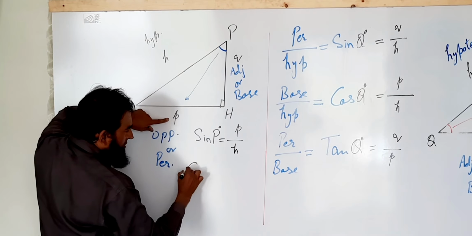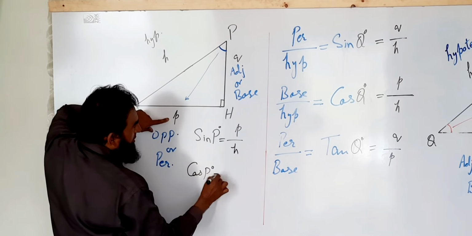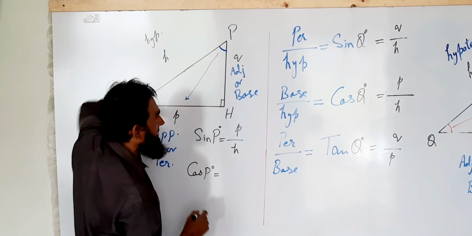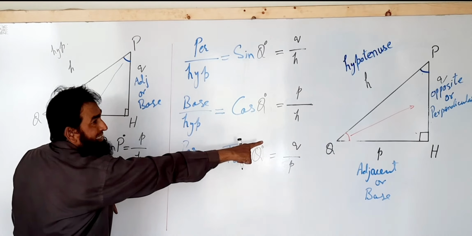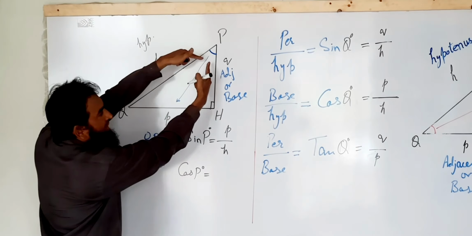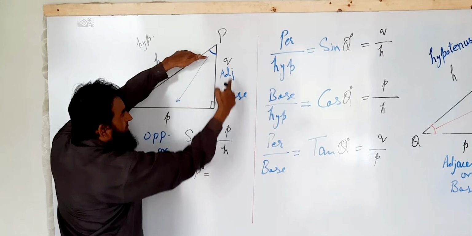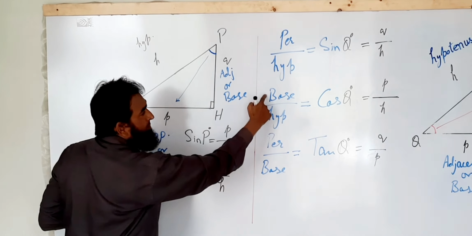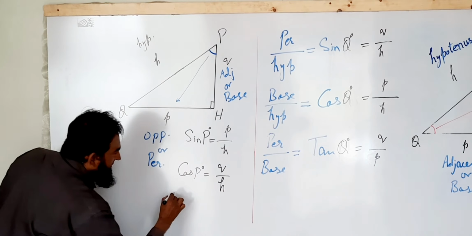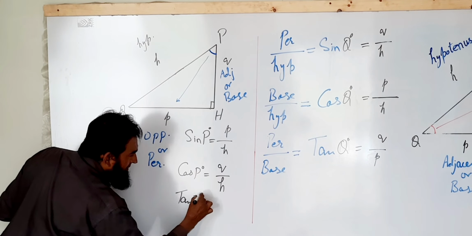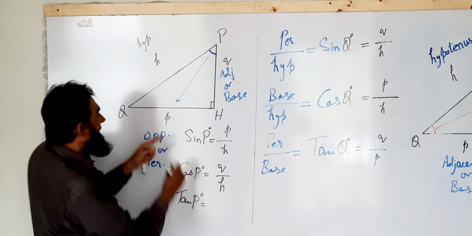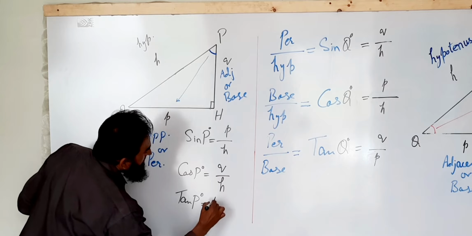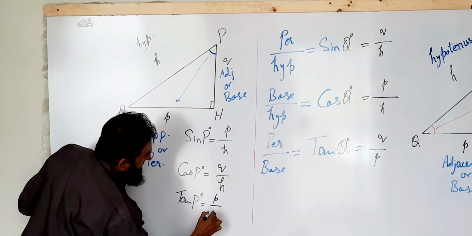In the same way, if you are going to write down cos P, cos is the ratio of base over hypotenuse. So now here base is this side. Previously base was that side because you were considering angle Q. Now you are considering angle P. So the base is this. The base is Q. Q over hypotenuse H. Okay. Base over hypotenuse. Now tan P is equal to perpendicular over base. So this side is perpendicular and this side is base. So this is P over Q.